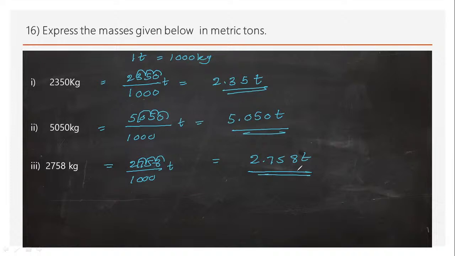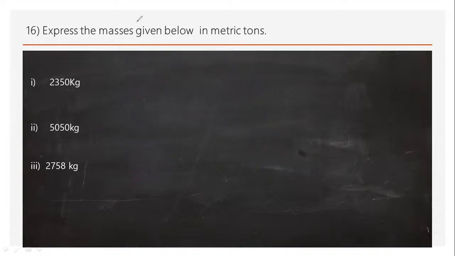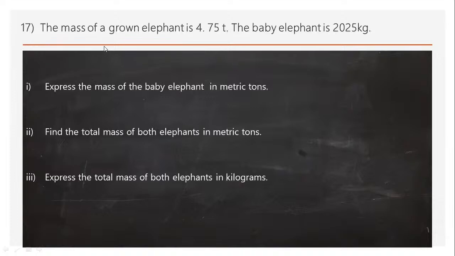17th question. 17th also, you see, is related to masses, I think. Yes, that is also related to masses. The mass of a grown elephant is 4.75 tons and the baby elephant is 2025 kilograms. Express the mass of the baby elephant in metric tons.